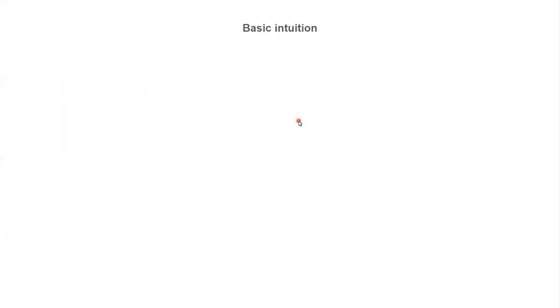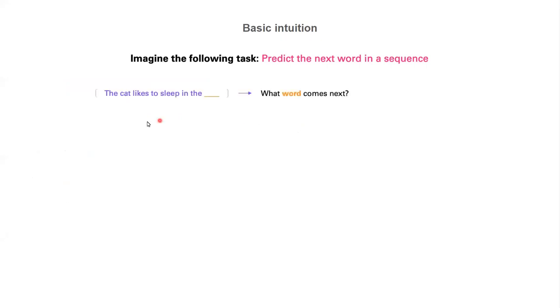Now, let's imagine that we have this task where we are going to predict the next word in a sequence. This is the sequence that's given: The cat likes to sleep in the, and then there is a fill in the blank. So what word comes next? This is the problem that we are trying to tackle.